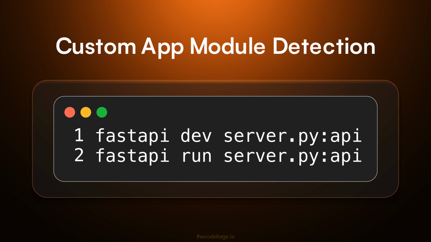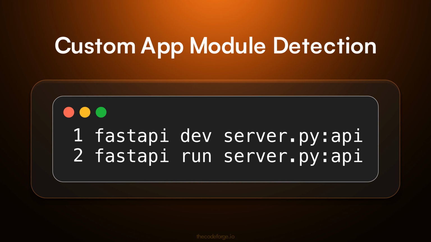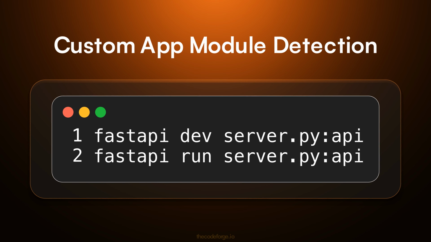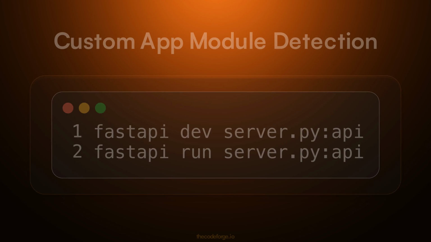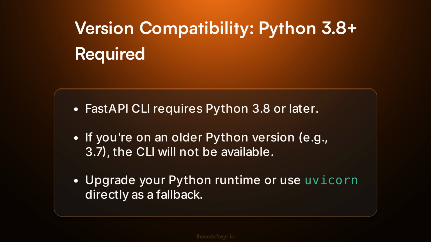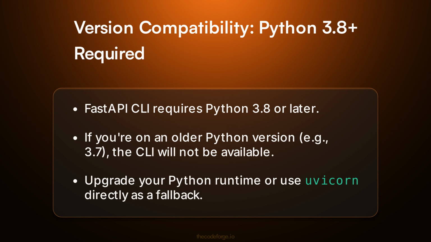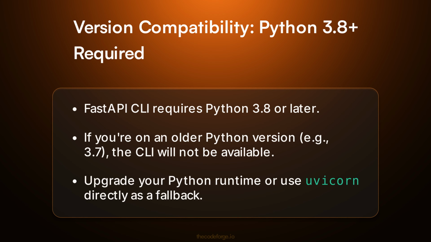The article mentions that the CLI auto-detects main.py with app, but if your file is named differently, e.g., server.py, or your variable is api, you must specify it explicitly. Here's how to run with a custom module and variable name. FastAPI CLI requires Python 3.8 or later. If you're on an older Python version, e.g., 3.7, the CLI will not be available. Upgrade your Python runtime or use Uvicorn directly as a fallback.